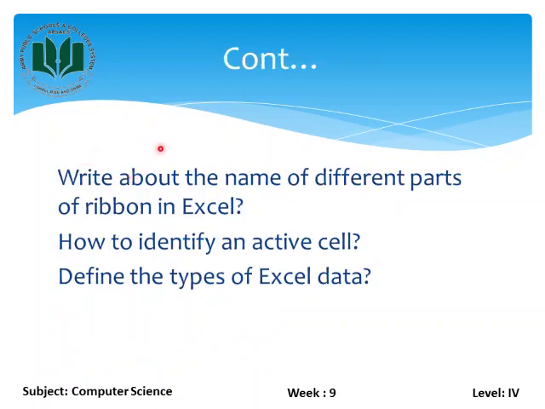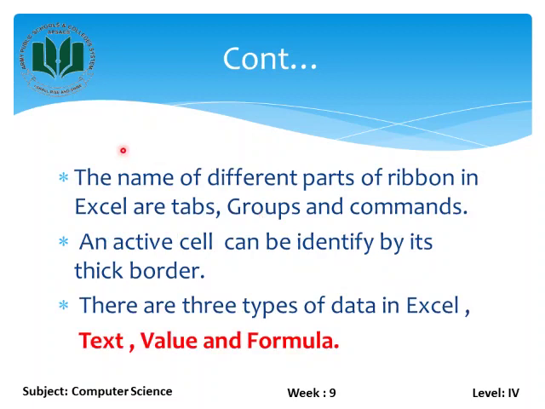Have you any idea about this question? Write about the names of different parts of the ribbon in Excel, how to identify an active cell, and define the types of Excel data. Name the different parts of the ribbon in Excel. The names of different parts of the ribbon in Excel are tabs, groups, and commands. What is an active cell? An active cell can be identified by its thick border. How many types of data are there in Excel? There are three types of data in Excel: text, value, and formula.